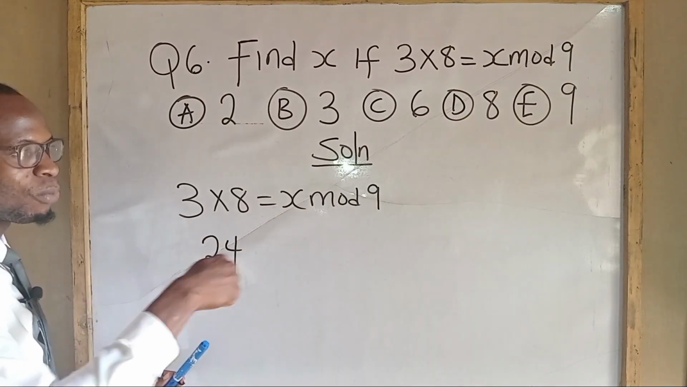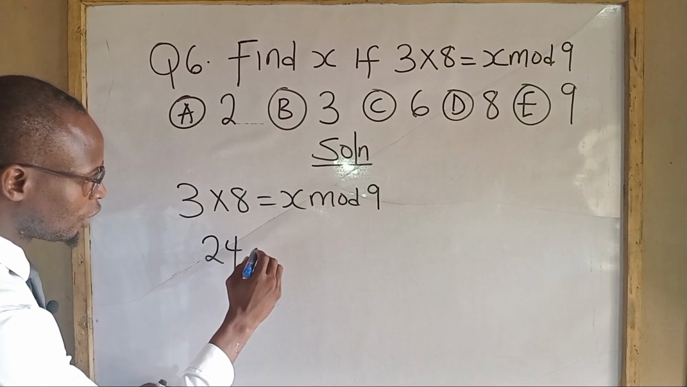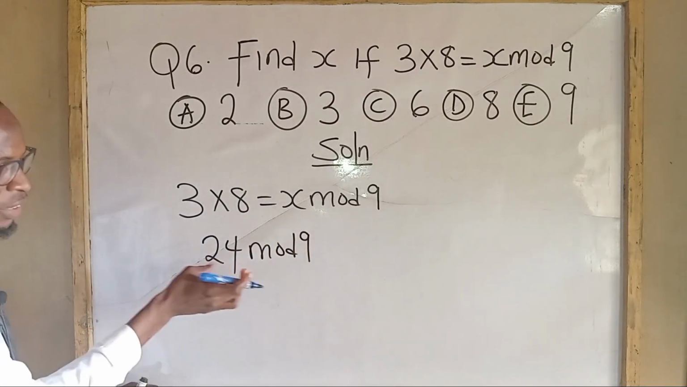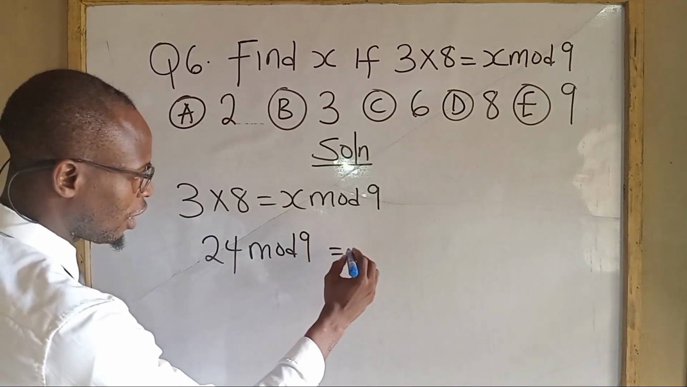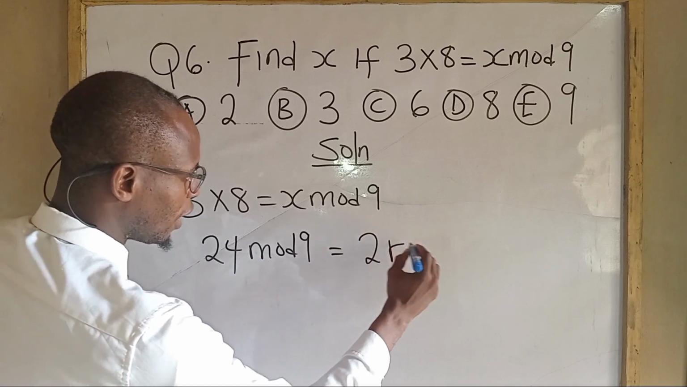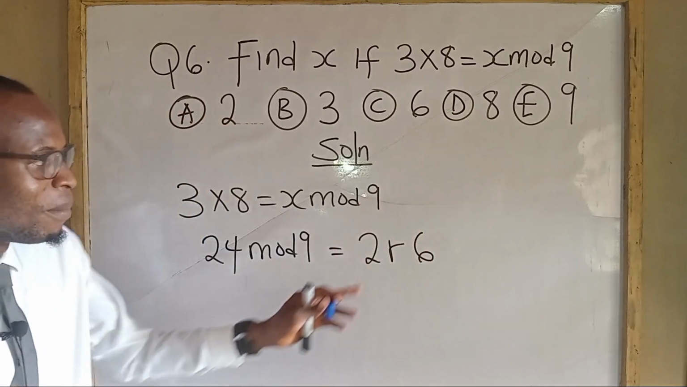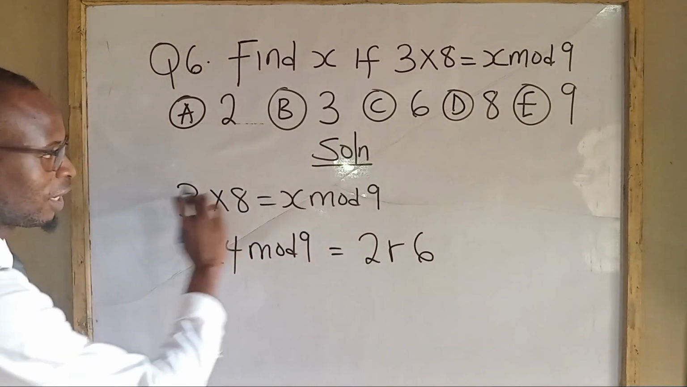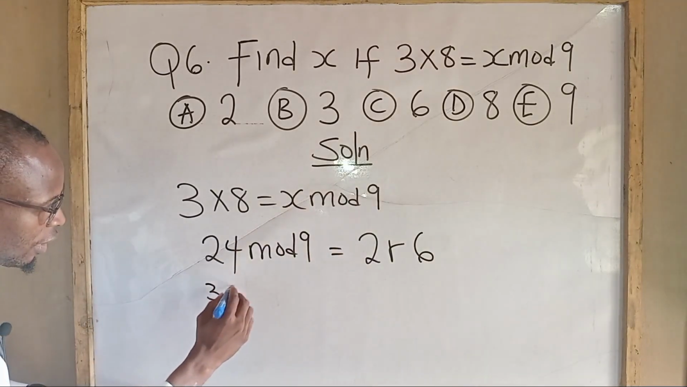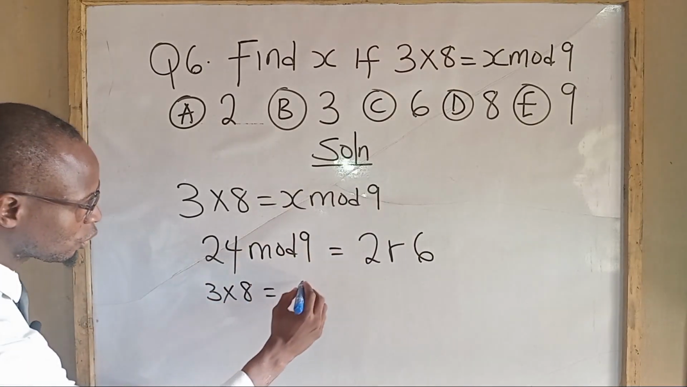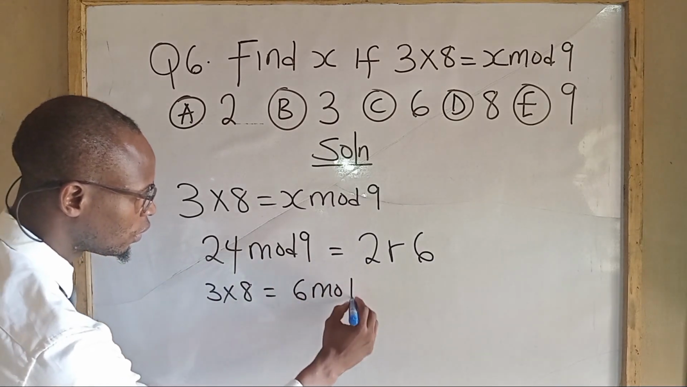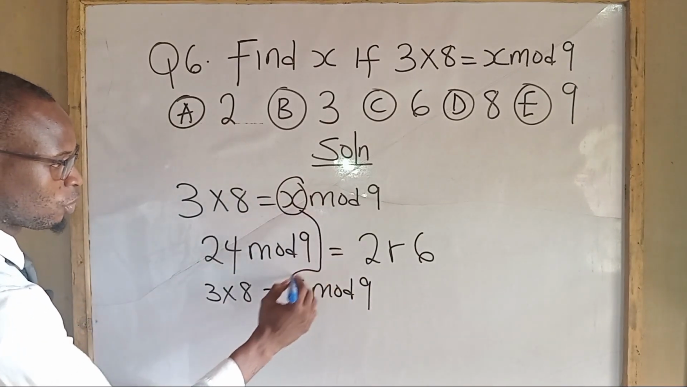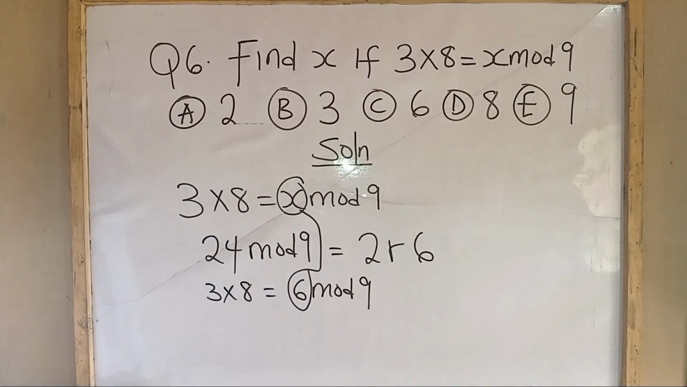It is by dividing that number by 9. So we have an expression like this now: 24 mod 9. You divide 24 by 9. So what do we have? We have 2 remainder 6. It is that remainder that will represent the value of x. So in that case, we can arrange this as 3 multiplied by 8 is equal to 6 mod 9. So when you compare the two, x will be equal to 6. Do you understand that?